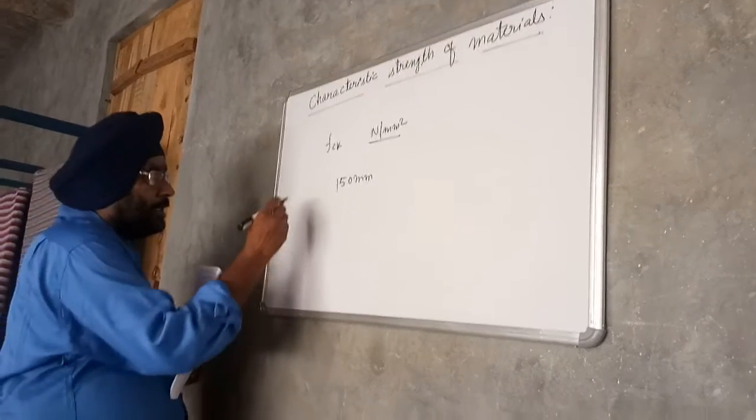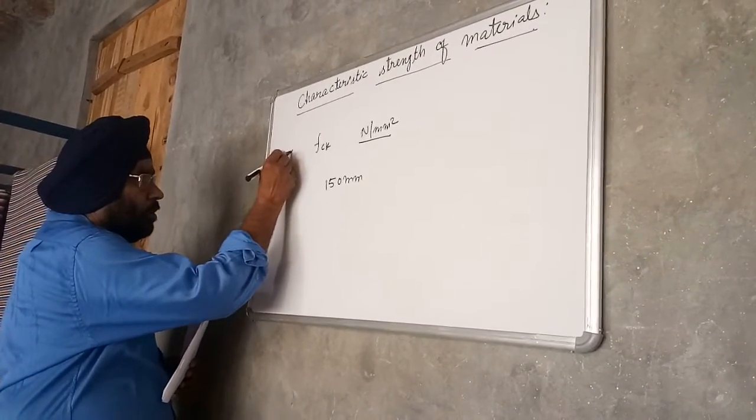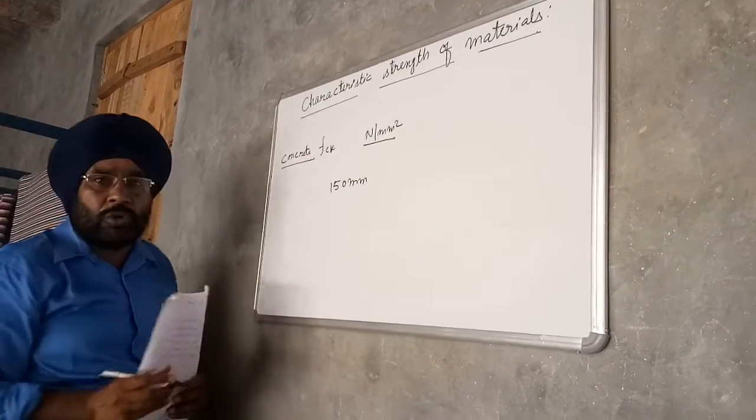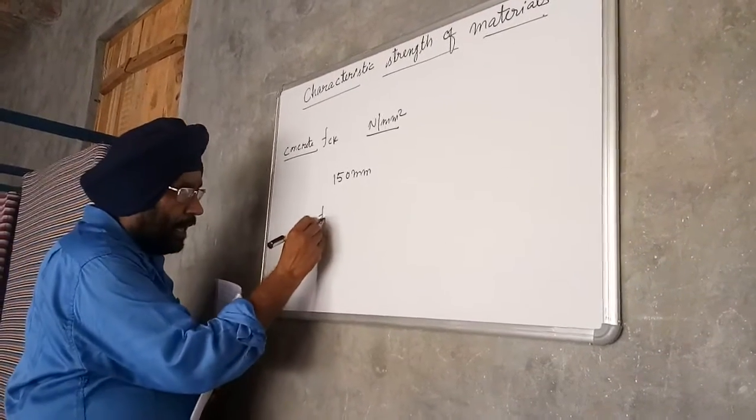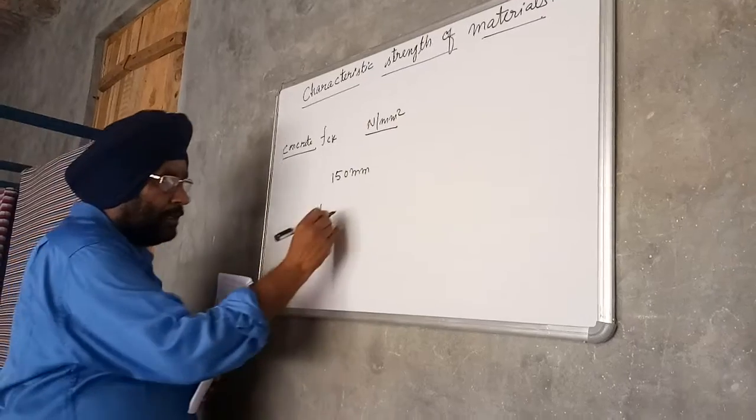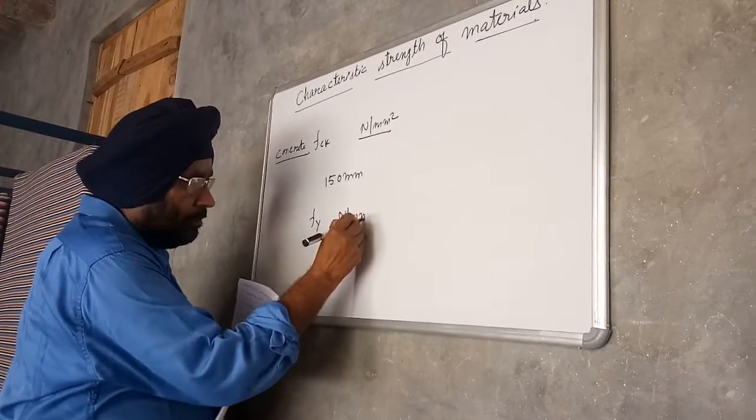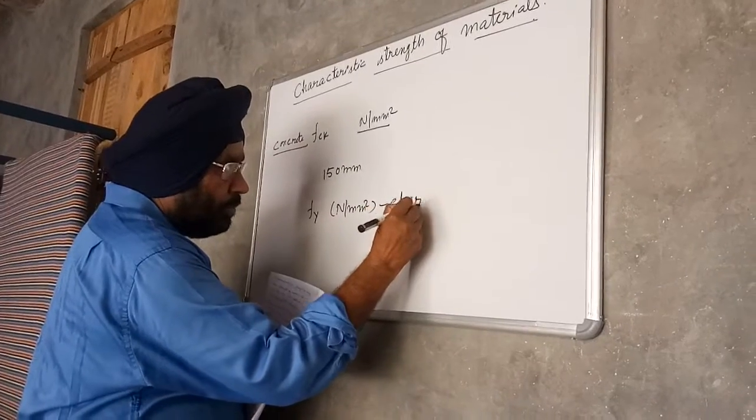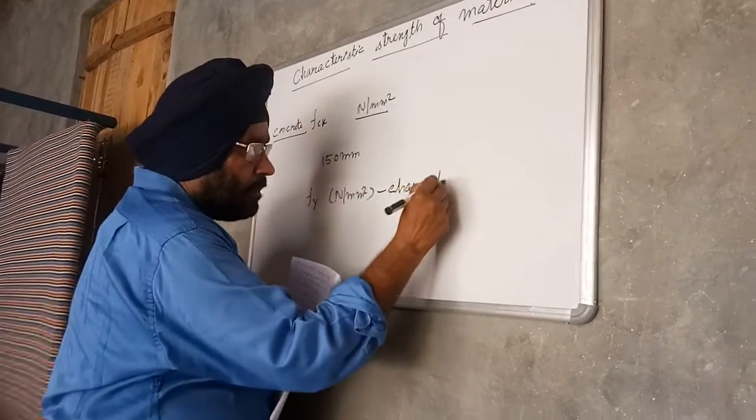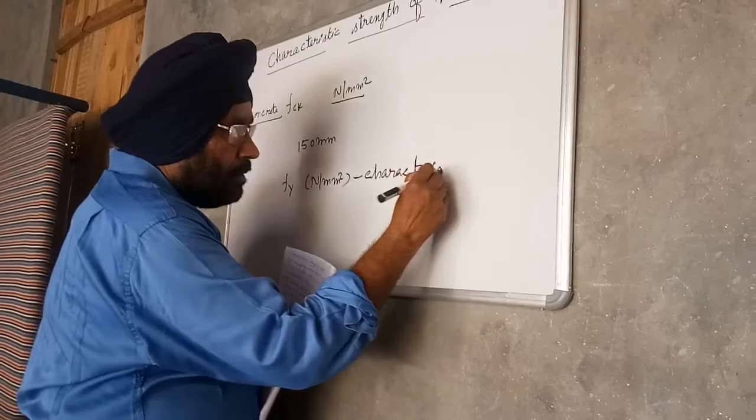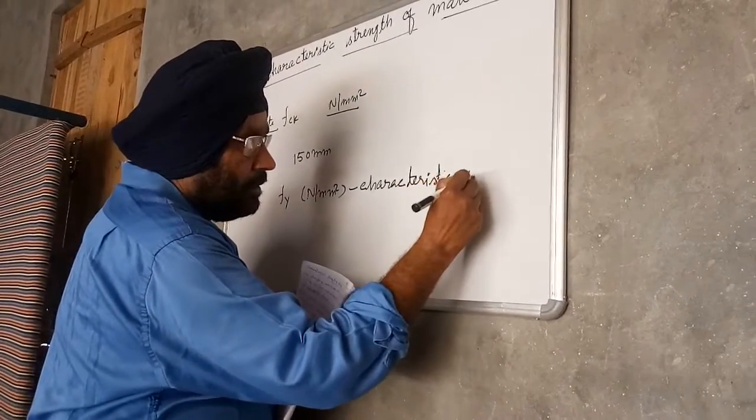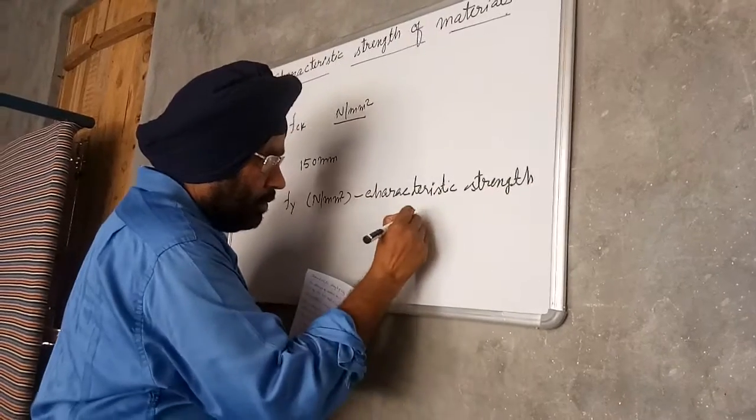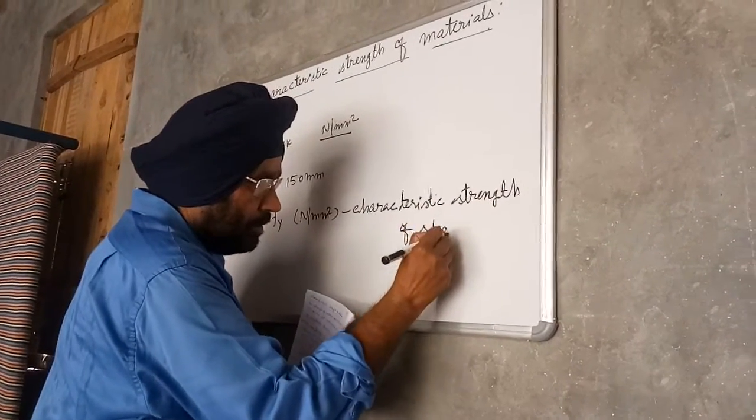Then, characteristic strength of steel. It is denoted by fy and its units are Newton per square millimeter. So fy means characteristic strength of steel.